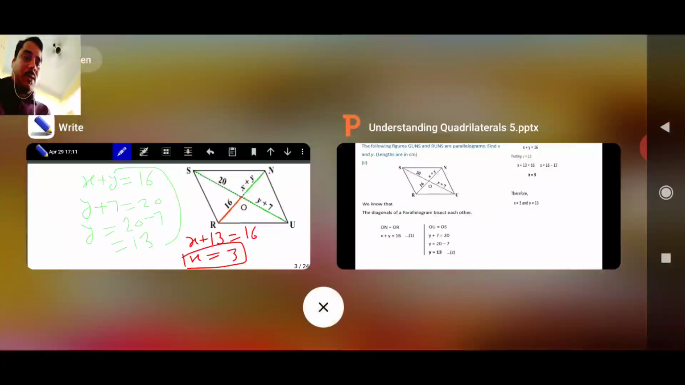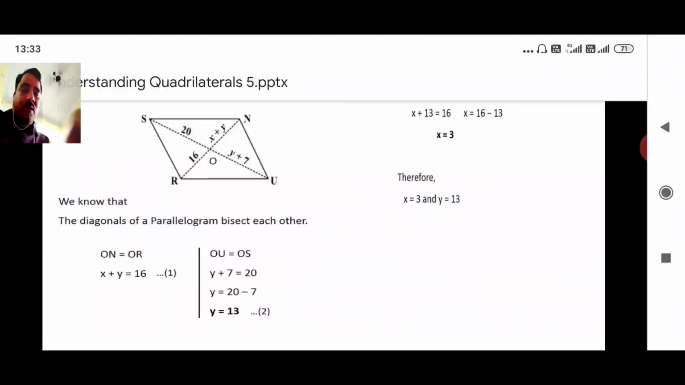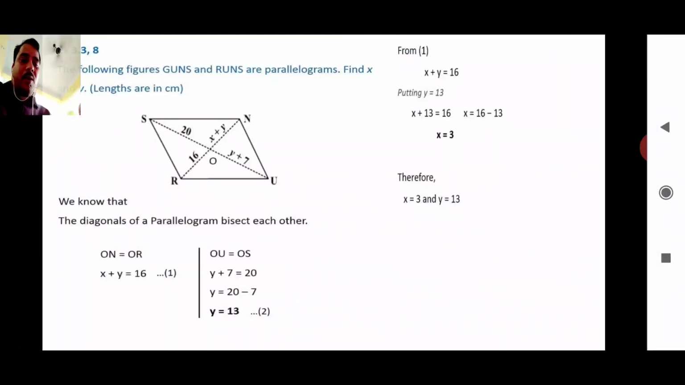Okay. See here the solution of the question. Diagonals of a parallelogram bisect each other. ON equal to OR means x plus y equal to 16, first equation, and OU equal to SO means y plus 7, the value of OU equal to 20, and y equal to 13. Put the value of y equal to 13 in the first equation, x plus y 16, x plus 13 equal to 16, x equal to 16 minus 13 means x equal to 3. Hence the value of x equal to 3 and y equal to 13.